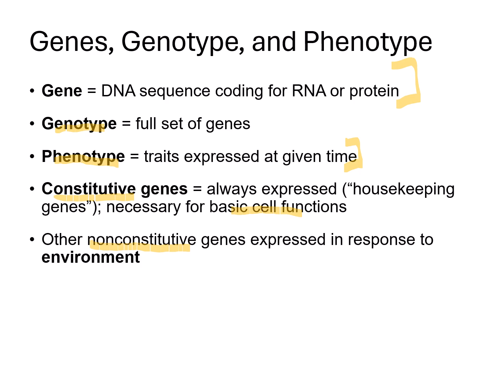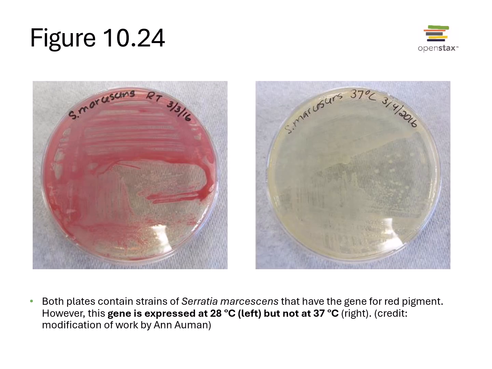For example, we'll see in a bit, Serratia marcescens makes a red pigment at cooler temperatures, such as 28 degrees Celsius, or we saw in lab 25 degrees Celsius, but not at 37 degrees Celsius. So Serratia marcescens across these two temperatures have the same genotype, but different phenotype. So in that example I just provided, it tells us that temperature can also regulate gene expression.